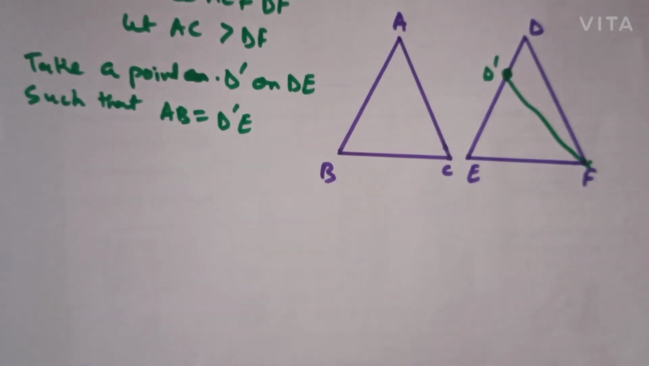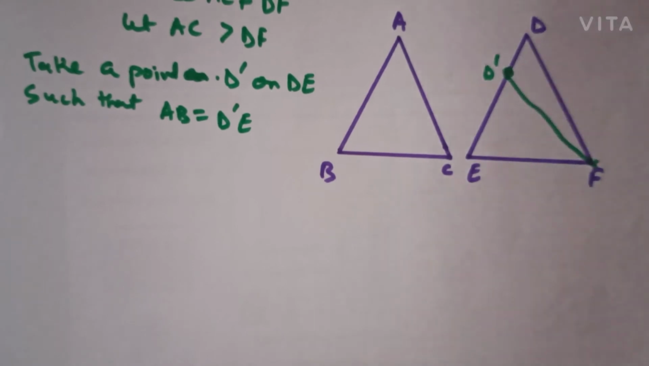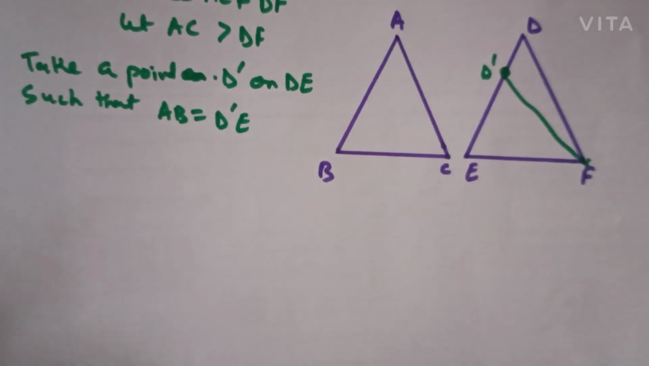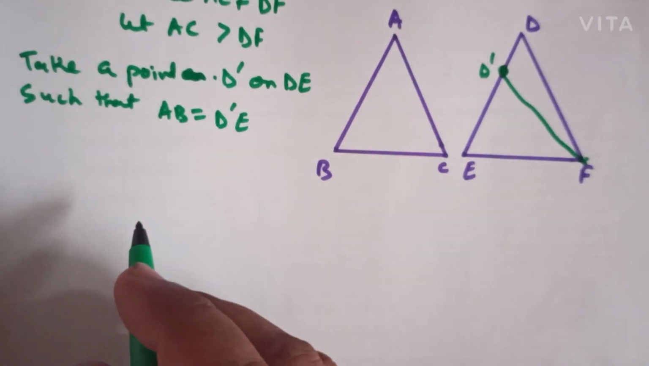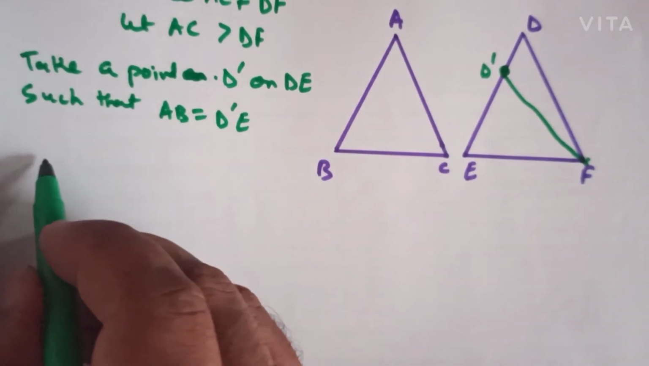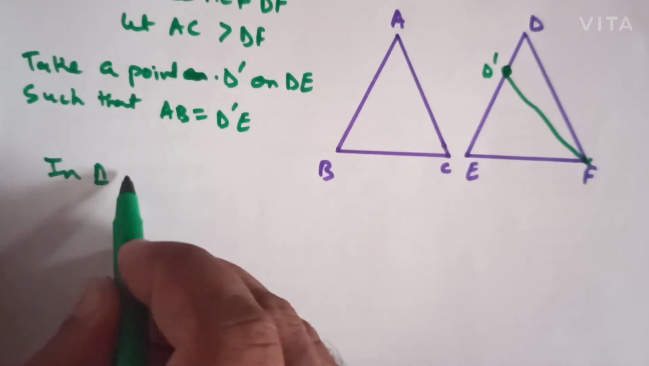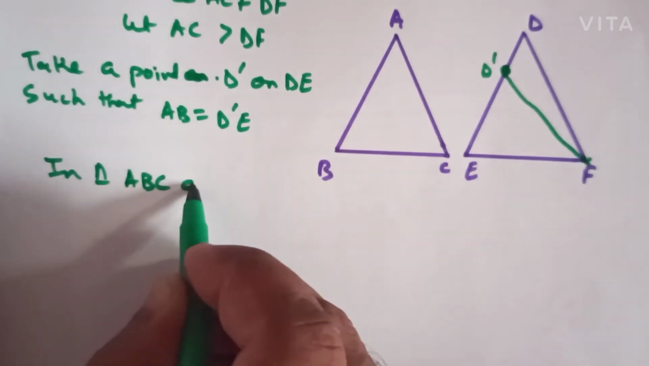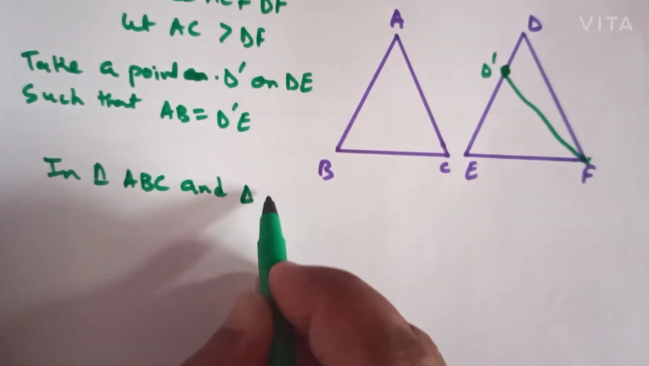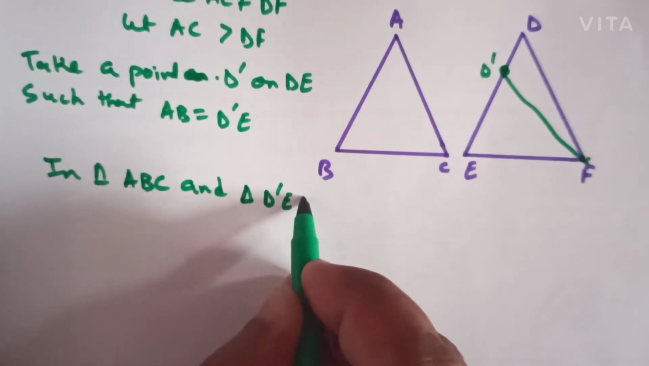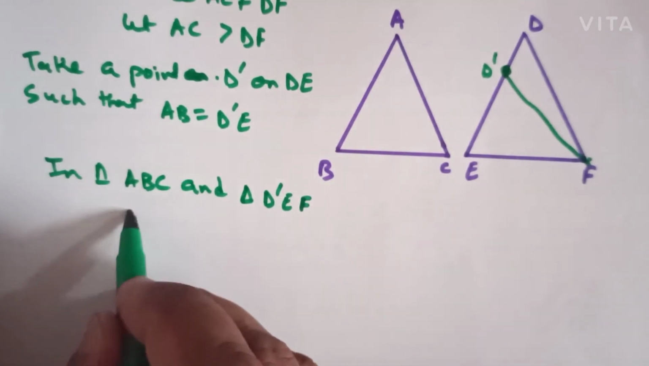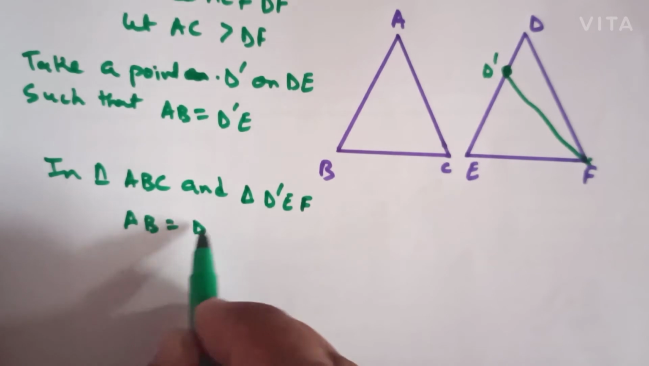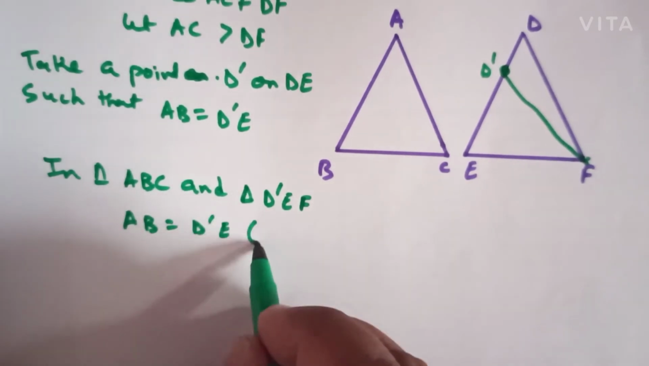Now, if AB becomes equal to D dash E, we can take the triangles as triangle ABC and triangle D dash EF. So in triangle ABC and triangle D dash EF, we can write AB equals D dash E by assumption.